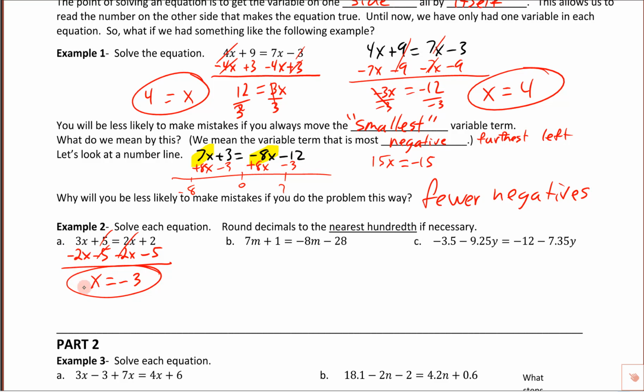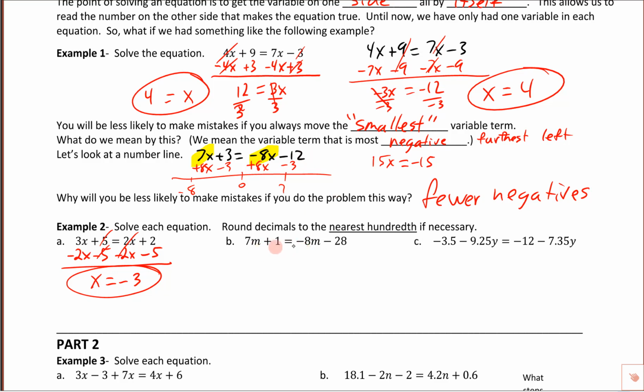And notice that this turned out to be a positive x. Had we moved the 3x over to this side, we would have had a negative x, and then we would have had to change the sign of that coefficient and that sort of thing. So again, a little quicker if we move the smallest one. We're going to work with fewer negatives, tend to make fewer mistakes, and probably save ourselves a step here or there. So again, this is what we were talking about up above. Let's go ahead and solve this one right here.